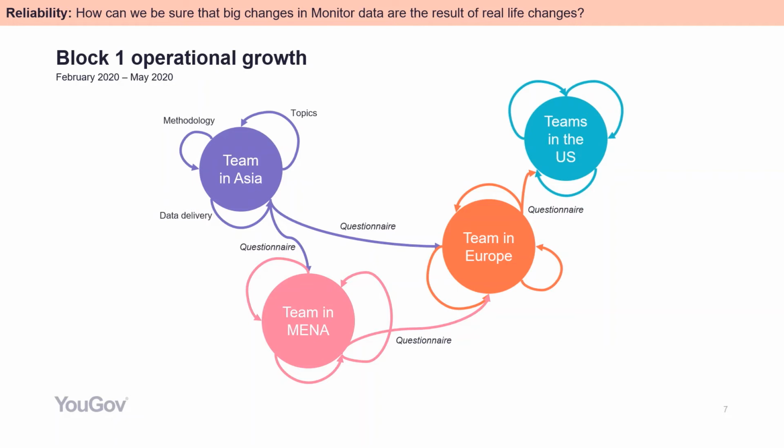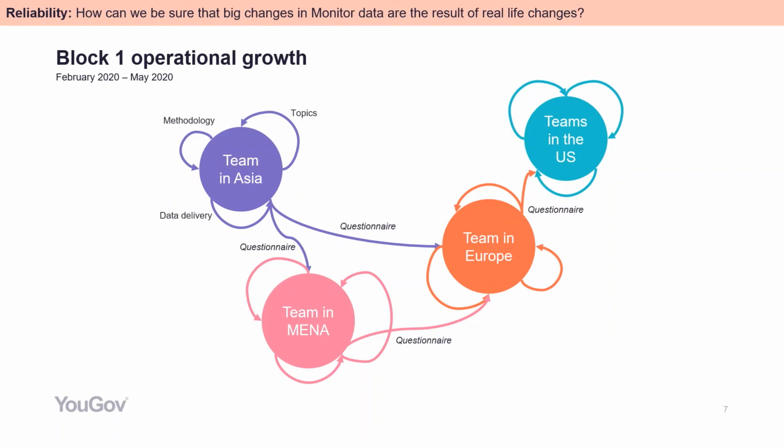So this is what we call block 1, which was the survey running from February to May. And the survey started in Asia when COVID-19 was very much confined to that area. But then as it spread around the world and turned into a pandemic, the questionnaire that grew up in Asia was then passed on to these different hubs around the world. And governance over each individual questionnaire was kept within different teams.